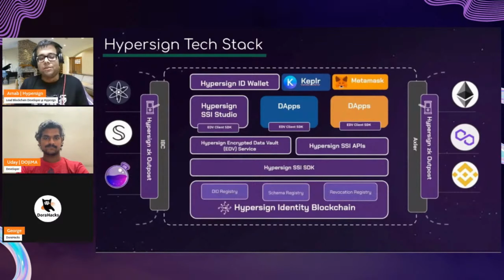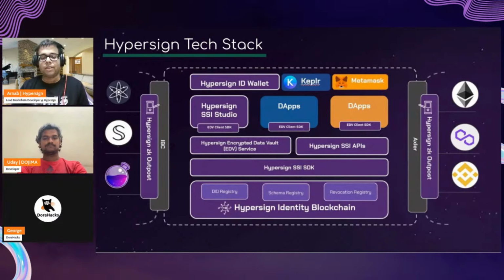So what you're seeing right now is the tech stack that we are currently using at Hypersign. At the bottom of the tech stack, we have the Hypersign identity blockchain, which is basically a decentralized registry of storing decentralized identity, schema, and revocation registry. DIDs, schema and registry form the essential elements of the self-sovereign identity pyramid.